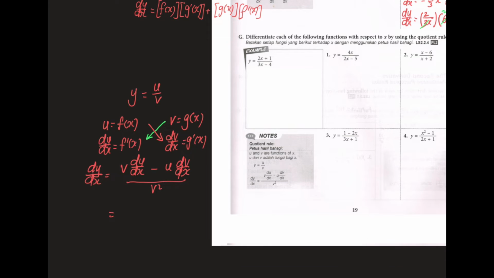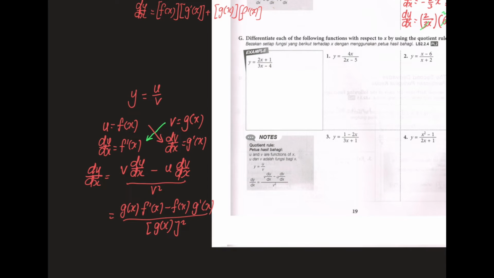So for our example here, the v is g(x). The du dx is f prime of x. The u is f(x). The dv dx is g prime of x. Then divide by v squared. Our v is g(x), then power 2. So the formula is like that.